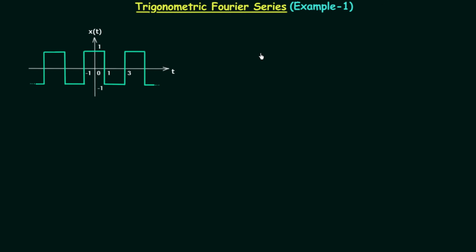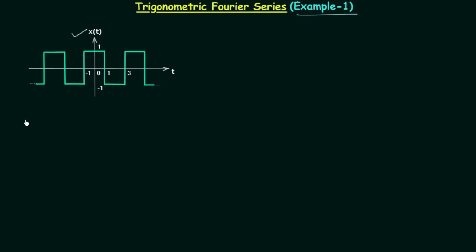In the last lecture, we saw what is trigonometric Fourier series expansion, and now in this presentation we will solve one example. You can see the waveform on your screen. It is a rectangular wave, and this waveform is the waveform of signal x(t), and we are required to express signal x(t) in terms of its harmonics, and we can do this with the help of trigonometric Fourier series expansion.